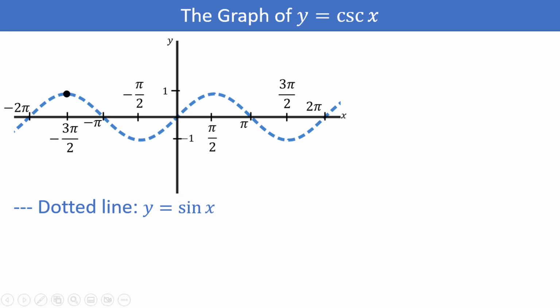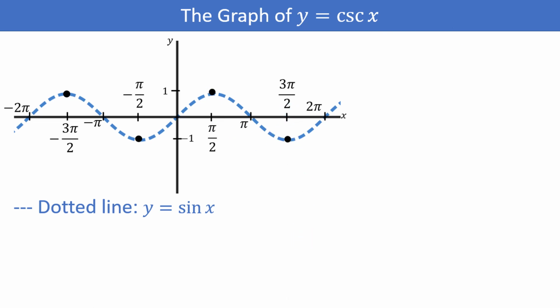of cosecant. The same is true at negative pi over 2. At negative pi over 2, the graph of y equals sine of x has a value of negative 1. Cosecant is 1 divided by sine, so 1 divided by negative 1 is still negative 1. This will be the case at any time that sine is equal to 1 or negative 1. Sine will share a value with cosecant at those values, so also at pi over 2 and at 3 pi over 2.